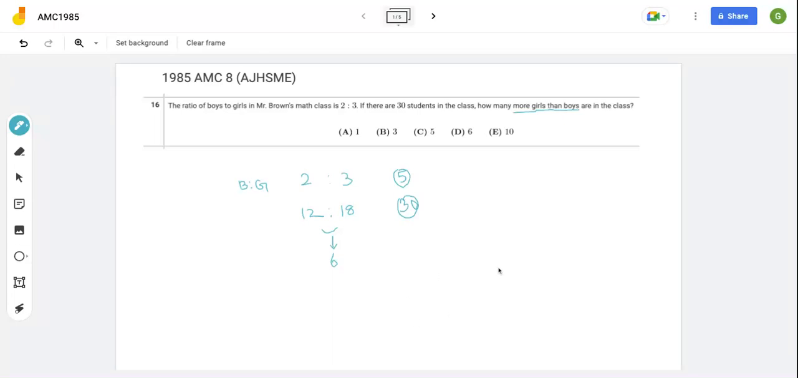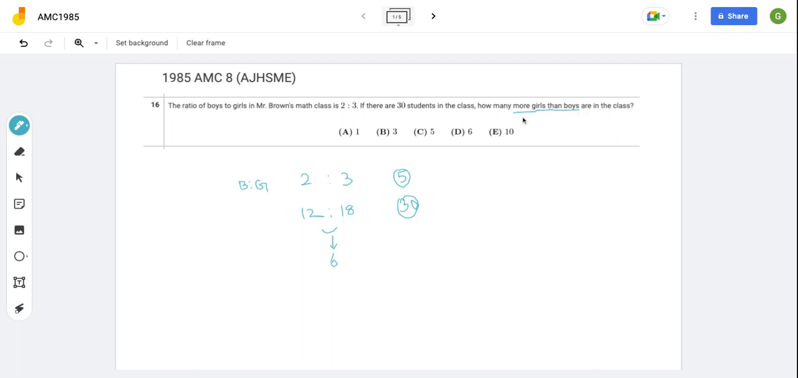So let's quickly tackle question 16 of 1995 AMC8. This is a simple one. The ratio of boys to girls in Mr. Brown's math class is 2 is to 3. If there are 30 students in the class, how many more girls than boys are in the class?